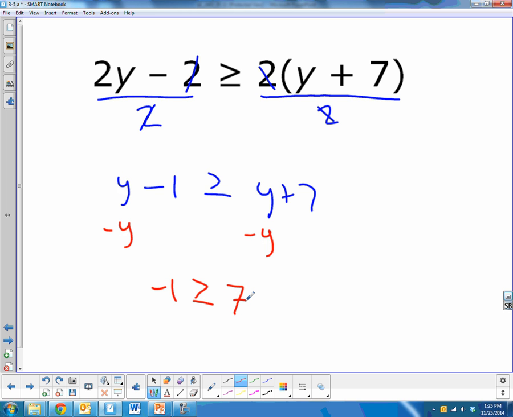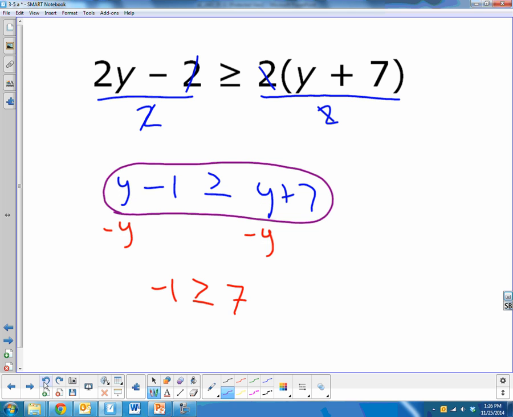However, no matter how you solve this inequality, you're going to be left with something that's definitely not true. Even if we look at this step right here, if you take any number y and minus 1, we'll say 5. If y was 5, 5 minus 1 is 4. And if we take that same number, 5, for y on the right side, 5 plus 7 is going to give us 12. But 4 is not greater than 12. It doesn't matter what value you pick for y, it's not going to work.